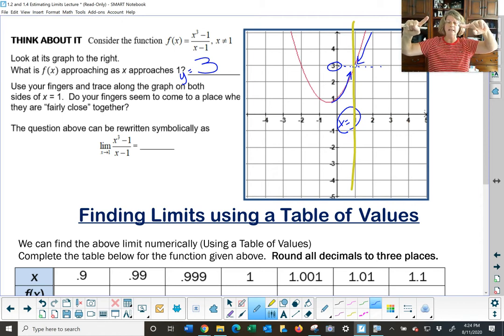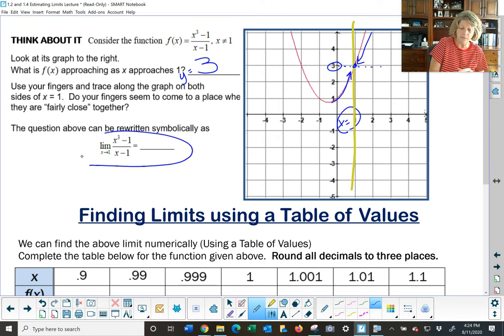A limit is this definition of the value that you approach from the left and the right. It doesn't necessarily care what the exact value is when I put in 1, but what happens as I get close to x equals 1. So we come together, and they come together fairly close. The question can be written in this way.